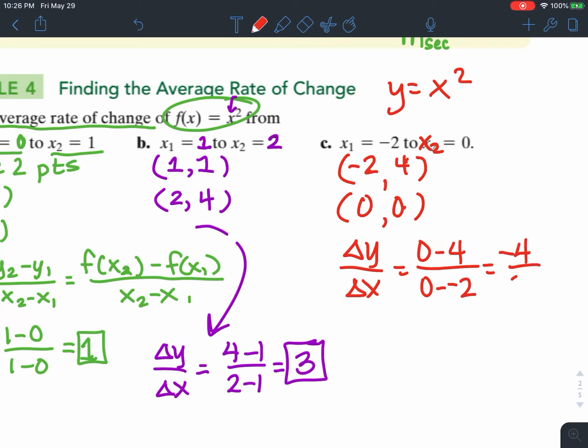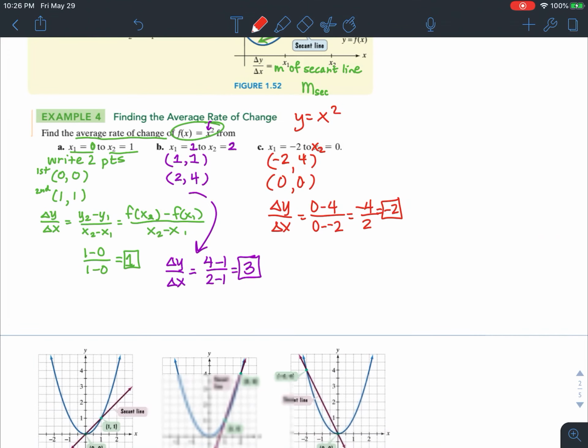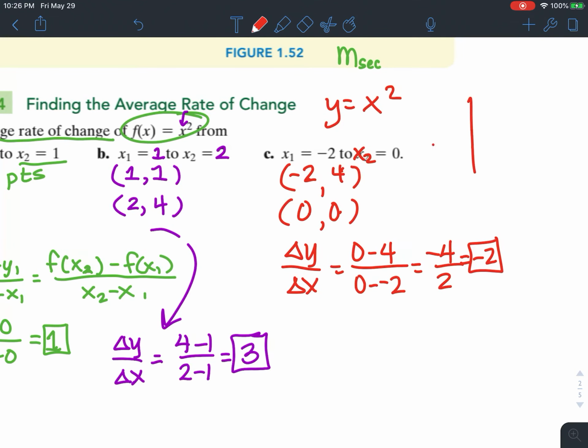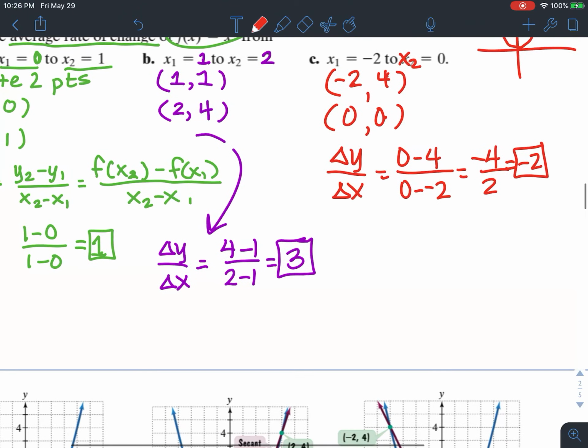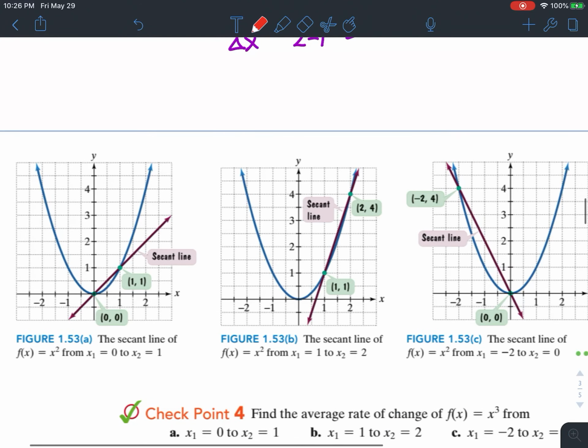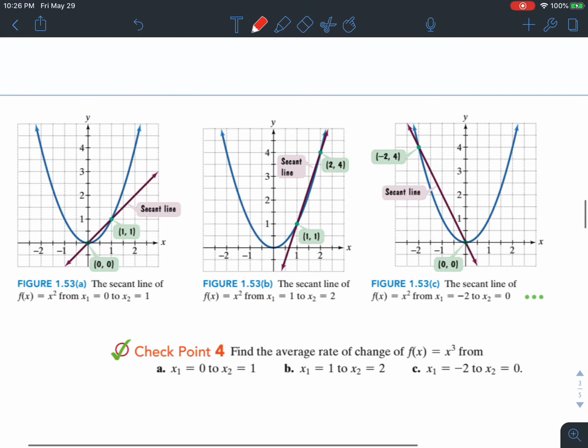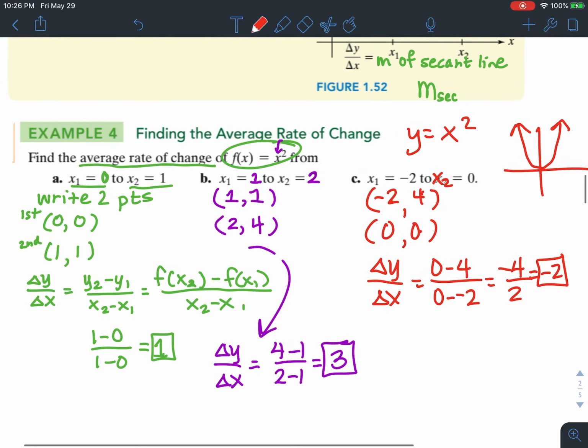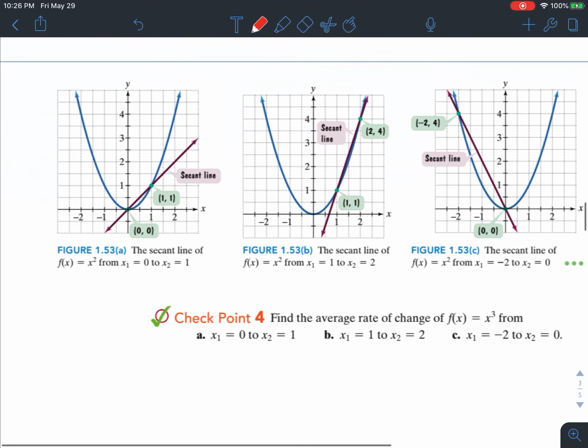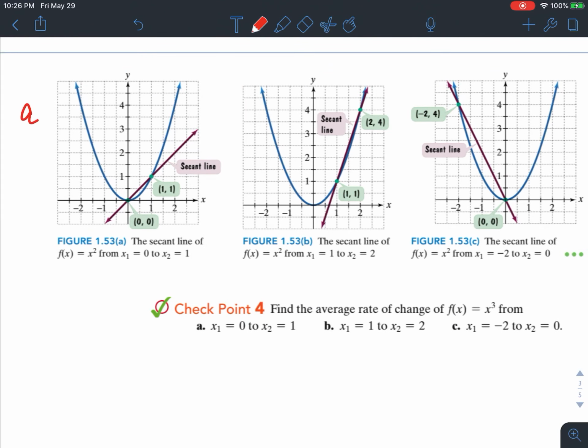And just as it was probably burned in your brain in Algebra 1, be careful with your signs, especially when you're subtracting a negative. So this is all the same function, right? I mean, this is x squared. Why all these different rates of change? Well, let's come down here. So here's a picture that represents A, B, and C. Okay, so this is A, and this is B, and this is C.